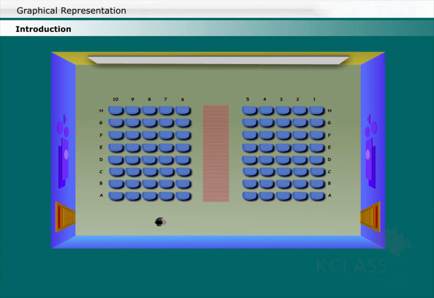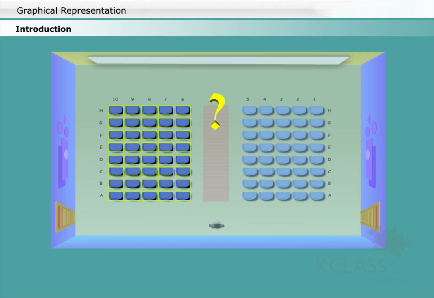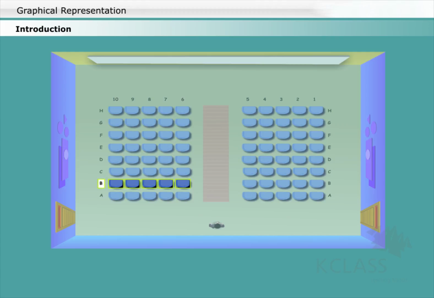This is a theatre. You have to find your seat, but you don't know where it is. If I tell you that your seat is on the left-hand side of the theatre, will it help? You can't, because there are so many seats on the left-hand side. Okay, now I'll give you one more hint. Your seat is in the B row. This makes your search easier.